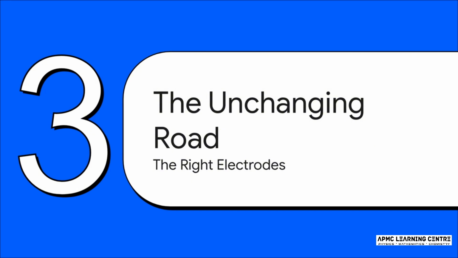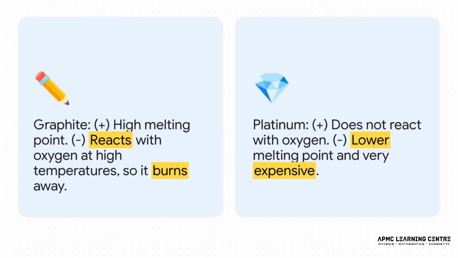So, what about the roads themselves, the actual physical terminals? Well, these electrodes are super important. They have to act as the platform for these reactions, but they absolutely cannot get involved themselves. They need to be what we call inert. The two most common choices for these inert electrodes are graphite and platinum.